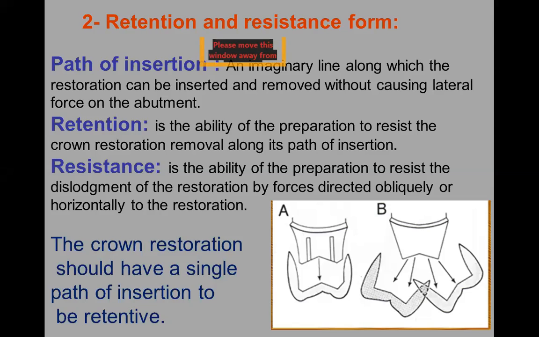You cannot remove the restoration when there is a lateral application of forces and the restoration is fixed on the preparation. It has a resistance to removal. So the crown restoration must have a single path of insertion to make it retentive. So it must have resistance and retention to keep it from being removed from one direction.